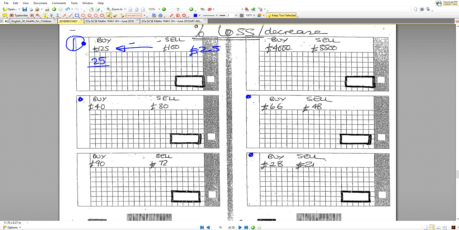We always divide it by the original. This is the original value here, 125. So what we have here is a fraction. Now to change this fraction into a percentage, it's the same as the previous video we did for percentage increase. We have to multiply it by 100 over 1.